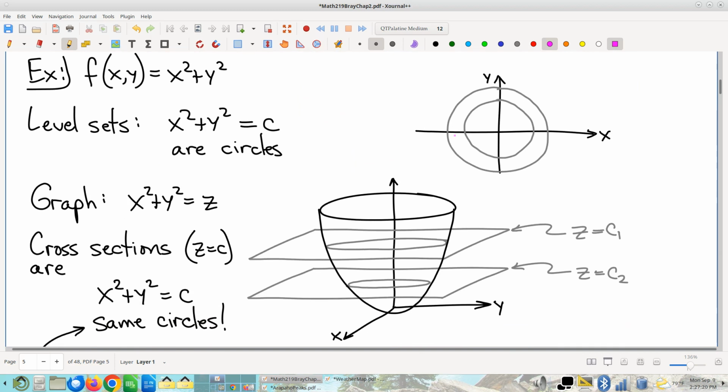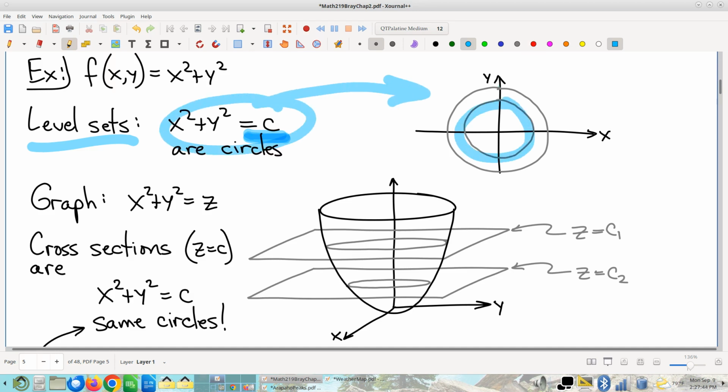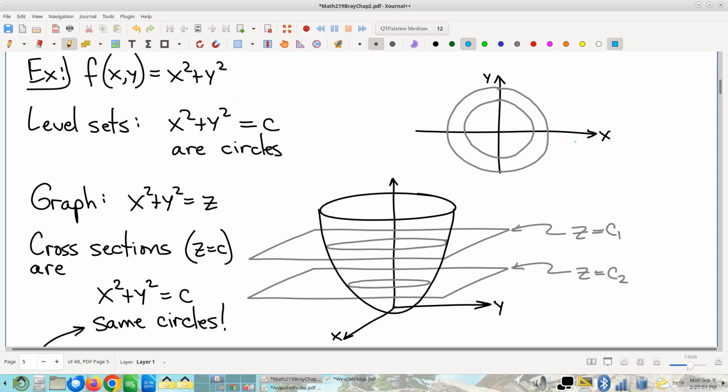So here we go. Some of this I'm going to have to ask you to take on faith, but we'll fill in some blanks later. Let's suppose we're interested in this function right here, a function with two inputs, one output, x squared plus y squared. Level set, don't forget, means you set it equal to a constant. The level sets are easy to write down. They're concentric circles. We talked that through previously. No problem. But now let's talk about the graph.